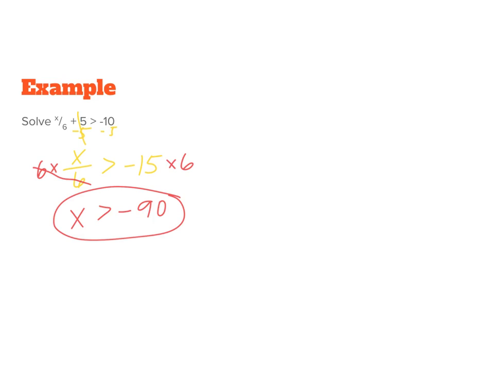On the left side, the 6's cancel, leaving just x. I multiplied by a positive number, so my inequality stays greater than, and then on the right, negative 15 times 6 gives me an answer of negative 90. So my final inequality is x is greater than negative 90.